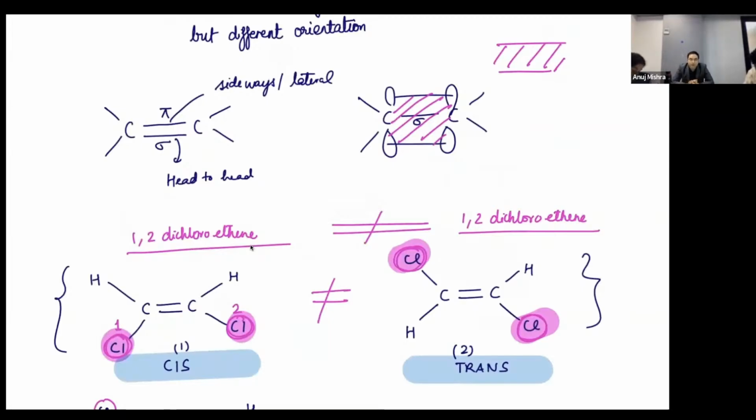So when you have a double bond between carbons and you have two chlorines on the same side or two chlorines on opposite sides, that structure is known as cis-1,2-dichloroethene and trans-1,2-dichloroethene. कर लेंगे.